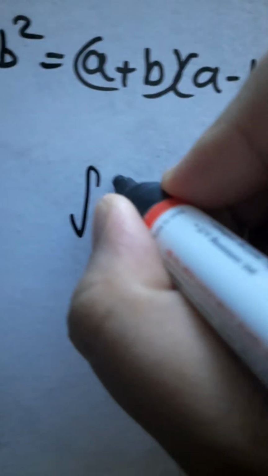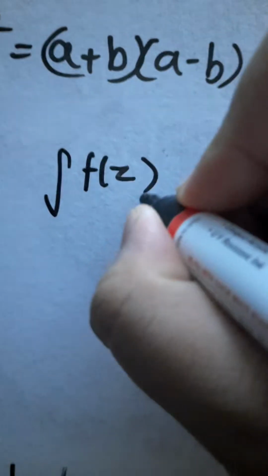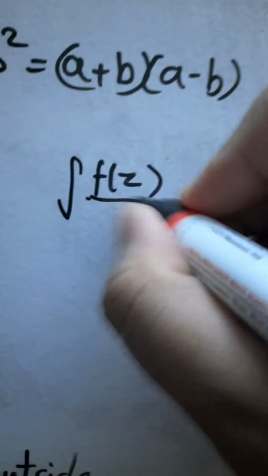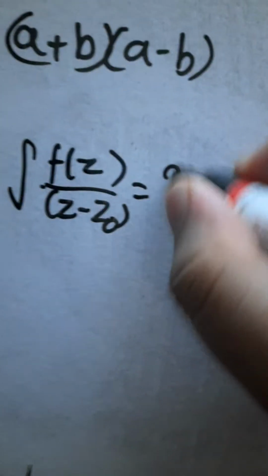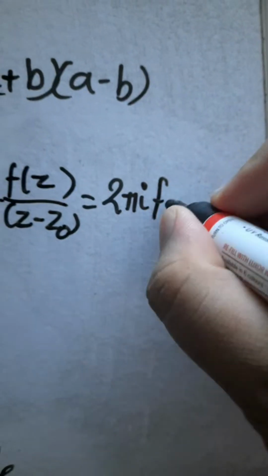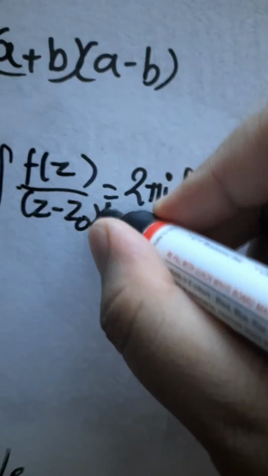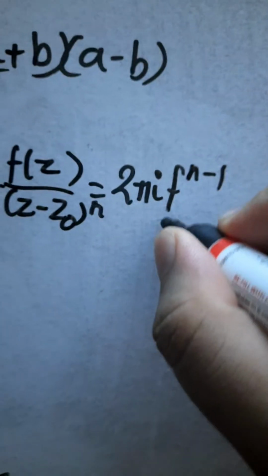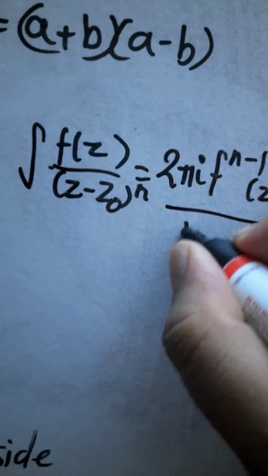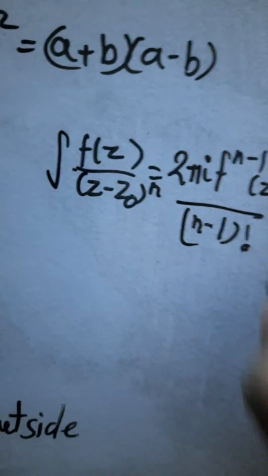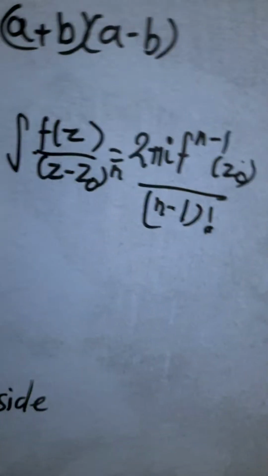So our f of z naught is in the numerator, but you have to remember that there are formulas. Integration of f of z by z minus z naught is equal to 2 pi I f raised to n minus 1 of z naught by n minus 1 whole factorial. So this is the formula of Cauchy integral.